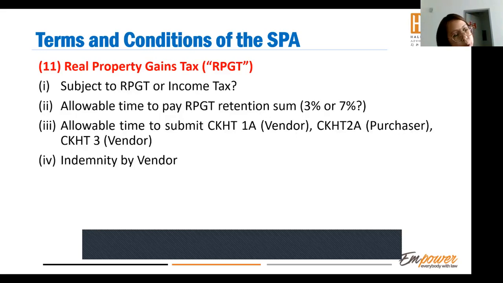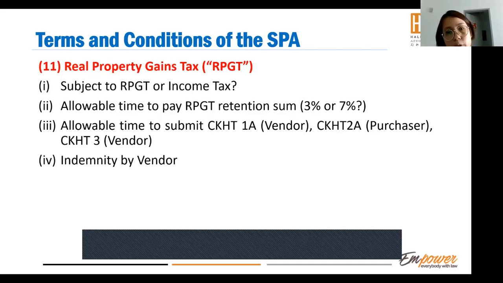Another clause, very important: real property gains tax, because this is a statutory obligation. So, first you must ascertain whether in this purchase agreement, the vendor is subject to RPGT or income tax. There are some companies that need to pay RPGT. There are some companies that need to pay income tax. Always check with the vendor.